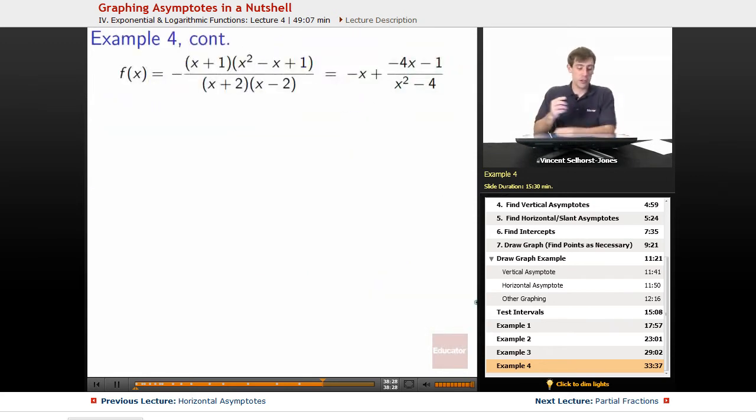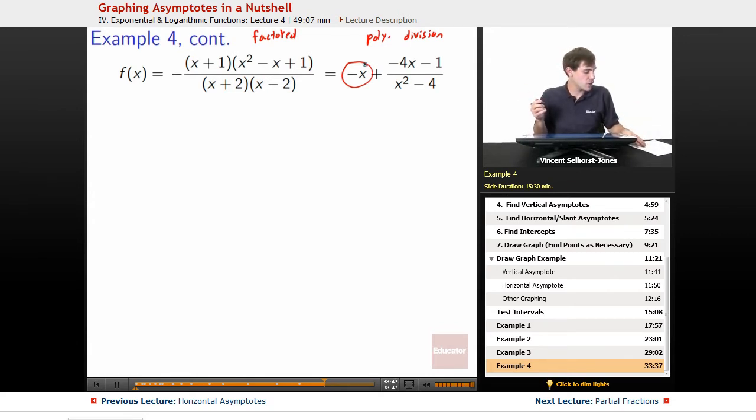So let's see both of our two ways of looking at this. There's the factored form that we figured, and then there's also the polynomial division form. The polynomial division form is necessary because it gives us our slant asymptote, and the factored form is necessary because it tells us our vertical asymptotes and also helps us figure out some other things.